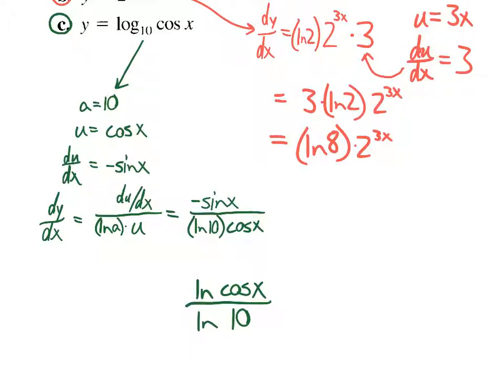Could you simplify that to negative tangent over ln of 10? Yeah, sure you could. Negative tangent x over ln of 10. Do you have to? No. Would it be helpful sometimes? Sure. Might it be a choice on the multiple choice where they don't give you negative sine over ln of 10 times cosine, but they do give you negative tangent over ln of 10? Sure, that could happen. You're expected to know all those things.